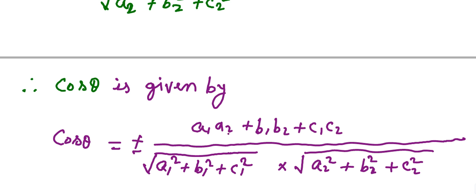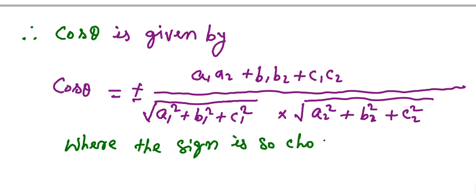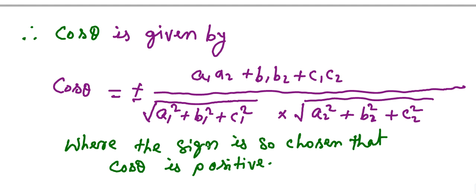This equation for cos theta we will apply to find the angle between two planes. It is very useful. You can see where the sign is so chosen that cos theta is positive. The sign will be taken positive while we are finding the angle between two planes.